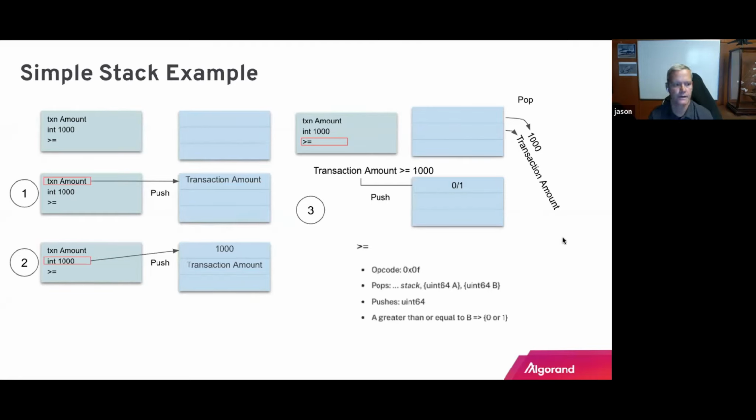Every opcode in Algorand in TEAL has a description just like this. Some opcodes don't push anything on the stack. Some don't pop anything from the stack. Every opcode has a definition that explains exactly what it does to the stack, because that's ultimately all that matters: what's left on the stack at the end of my run.